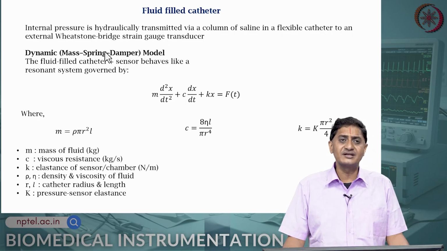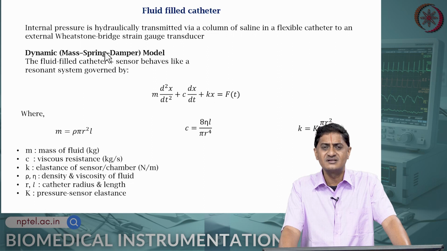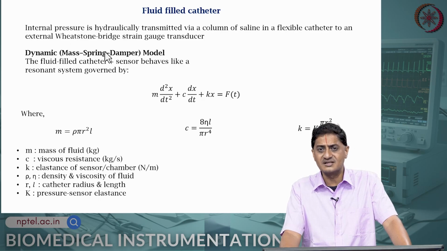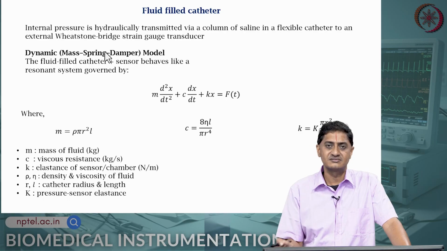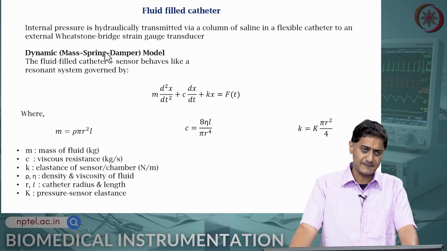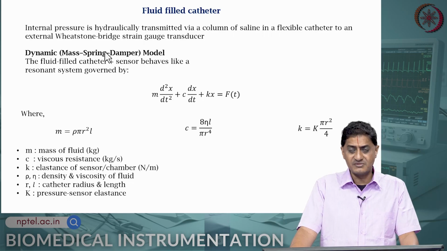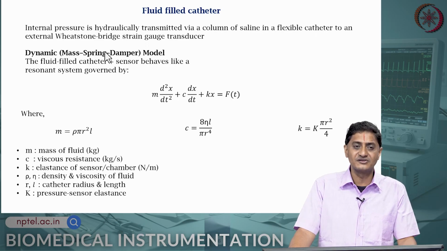Now, this fluid-filled catheter plus sensor essentially behaves like a mass-spring-damper system, whose governing equation is m x double dot plus c x dot plus k x equals some applied force f of t, where we know what m and c are. m is the mass of the fluid, c is the viscous resistance, and k is the elastance, the property of the sensor chamber.